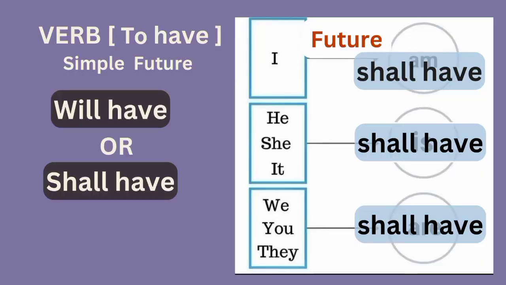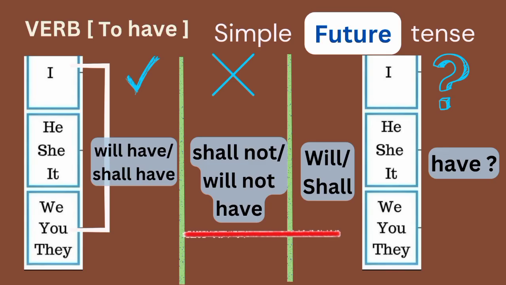Now, let us have a look at the simple future tense of the verb to have. In the affirmative or the positive form, to have becomes I will have, or you could say I shall have. And this remains the same for all the subject personal pronouns. So you could also say he, she, it will have, we, you, they will have.